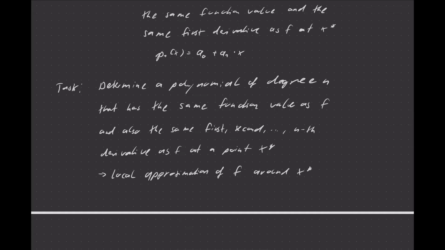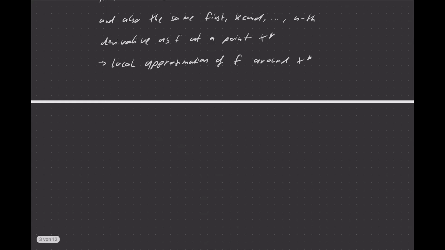Now, let's see how such a polynomial would look like. To make things a little easier, we're going to write the polynomials in a form that is a little different from what we just saw. We're going to center them around that point x star. So we're going to write polynomials centered at x star. And the way to do this will become clear in just a second.